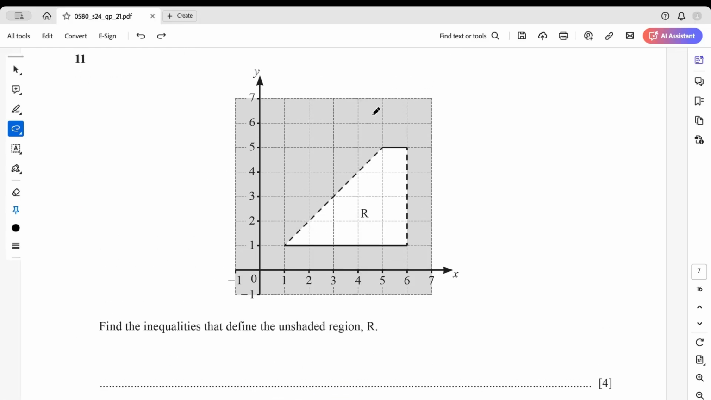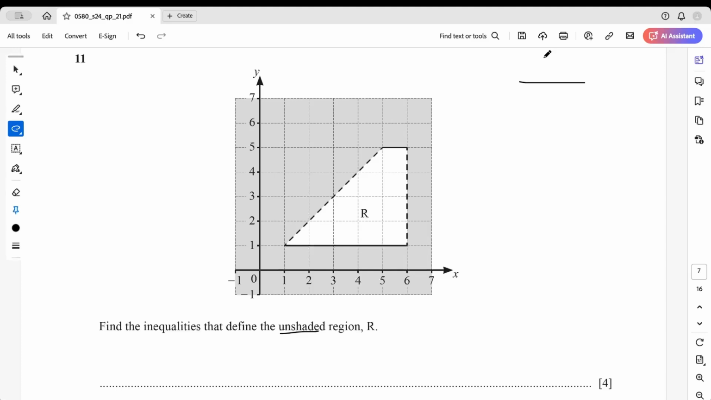Question 11. Find the inequalities that define the unshaded region R. So we want the unshaded region, so we're looking at here. The inequalities we define must be directed towards the inside rather than all the shaded region. Okay, some important things to go over first of all.